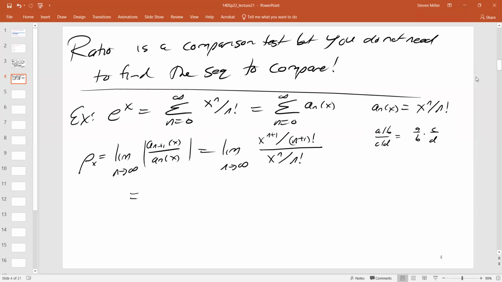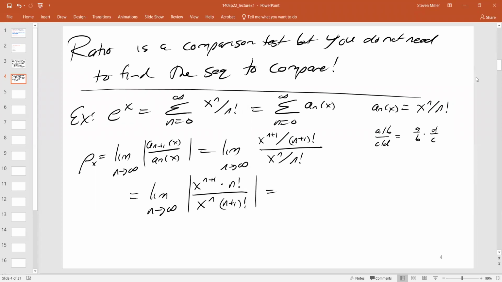Because if I multiply by d over c over d over c, it cancels the denominator and makes the denominator 1. So this is just going to be the limit as n tends to infinity of x^{n+1} times n factorial over x^n times (n+1) factorial.